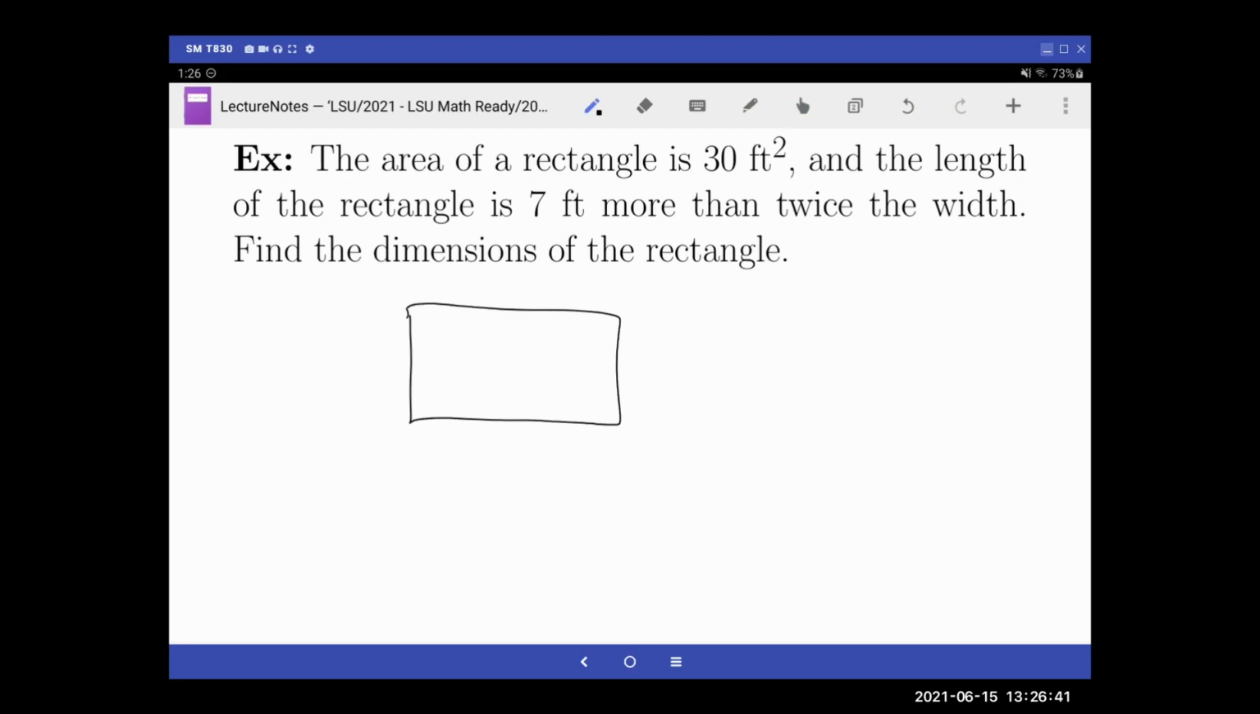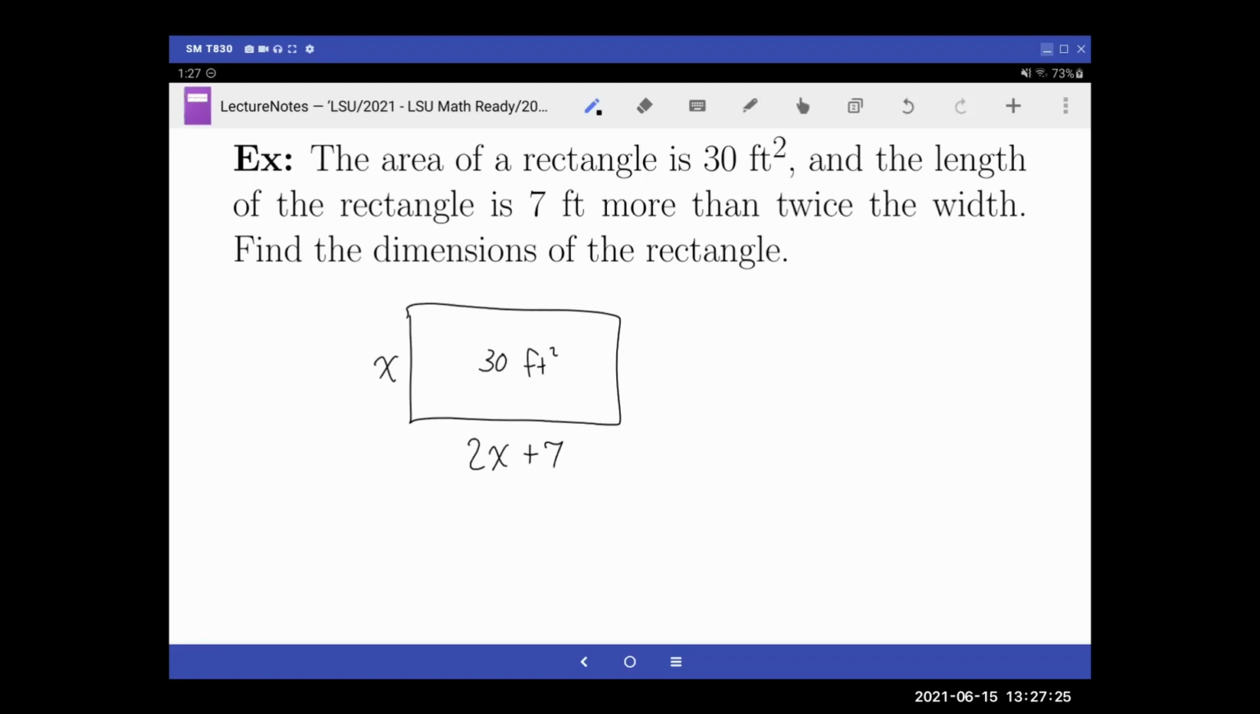Okay, and we know that the area inside of this thing is 30 square feet. And you know how to find the area, right? You multiply this side times this side, the length of each side. Okay, what do I know? The length, the long side of the rectangle, is 7 feet more than twice the width. So the length is dependent on the width, right? I don't know what the width is, so I'll label it x. But the length is 7 more than twice the width. So twice the width plus 7 more. Find the dimensions of the rectangle.